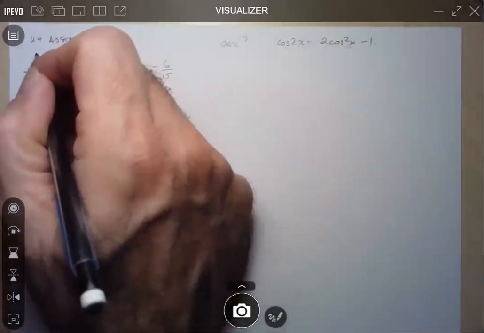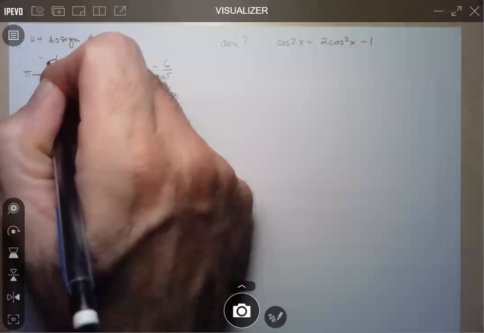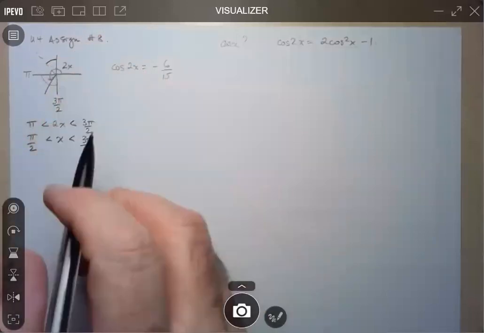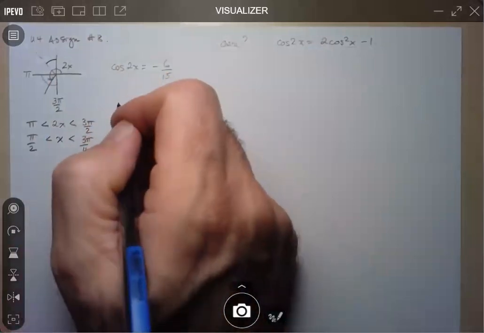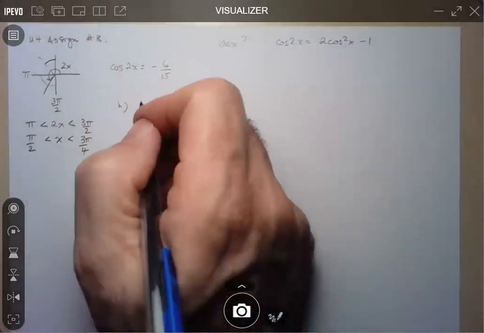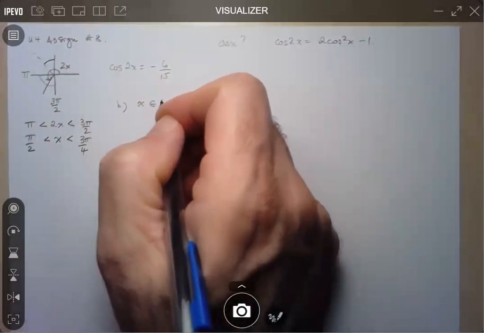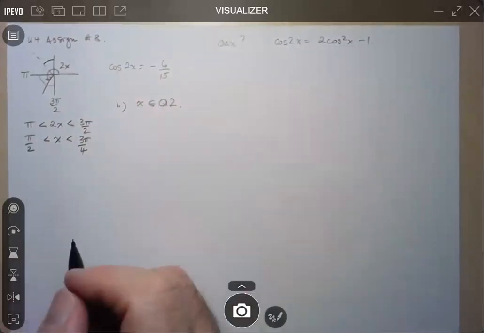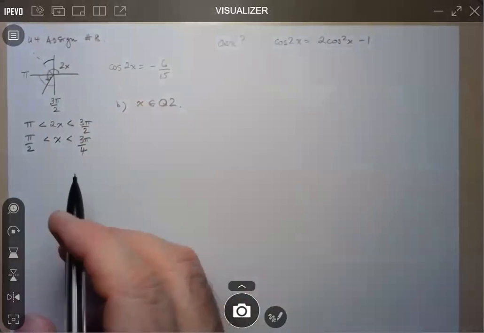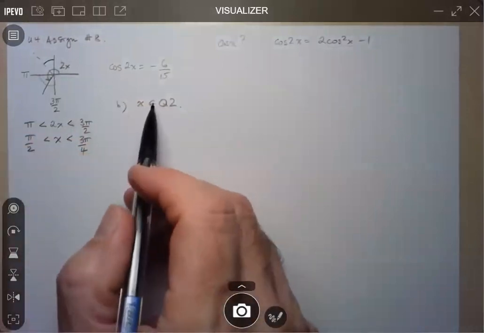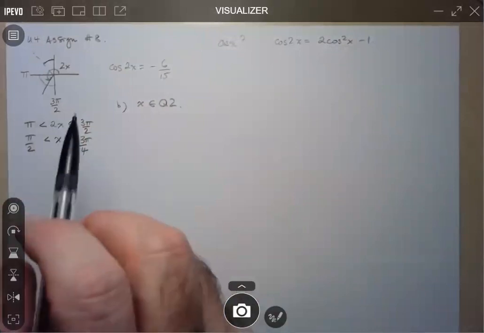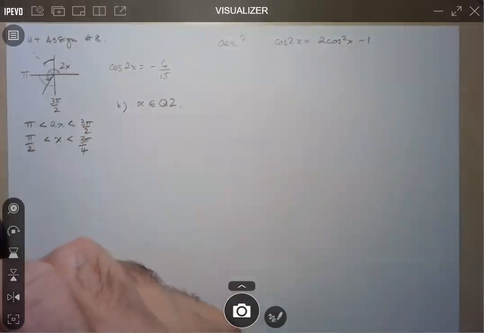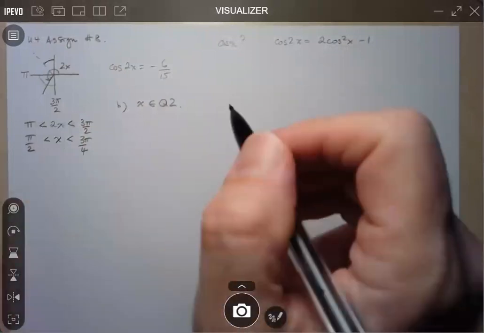So that means the angle lies somewhere in this area here, between pi over 2 and 3 pi over 4. But of course, the important thing is that it's in the second quadrant. I mean, they could have asked me for a little more detail, but all they wanted was the quadrant. I actually can give even more detail than that. All right. Any questions on that portion? Okay. So if not, let's take a look at C.